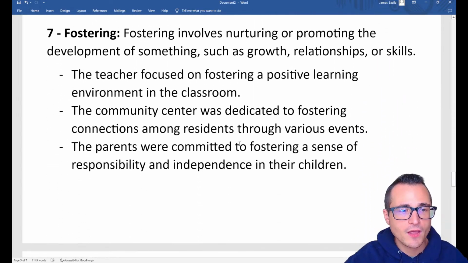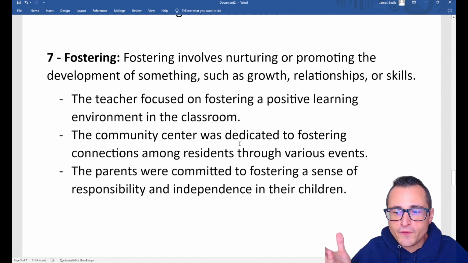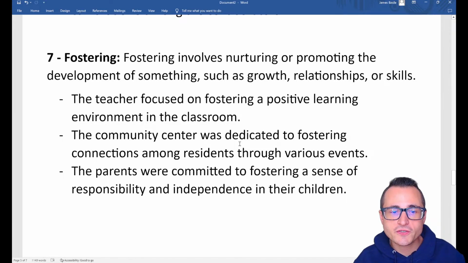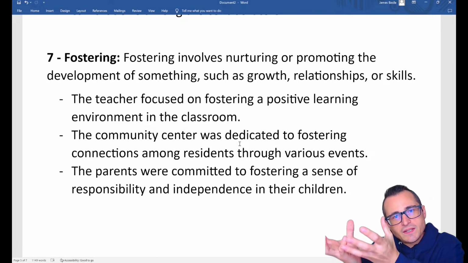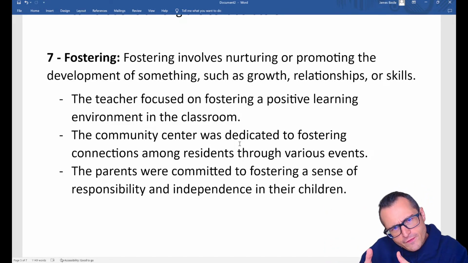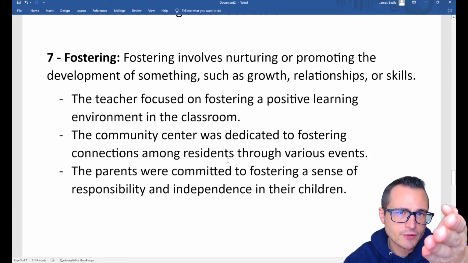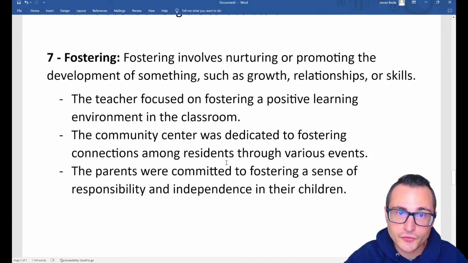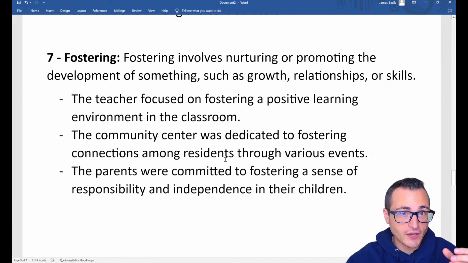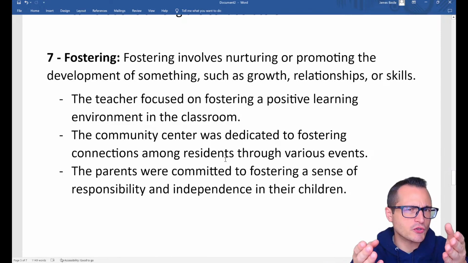Number 7, fostering. What does fostering mean? Fostering involves nurturing or promoting the development of something, such as growth, relationships, or skills. So fostering is like building something or developing something. What do you foster in your children? Do you foster good qualities in your children?